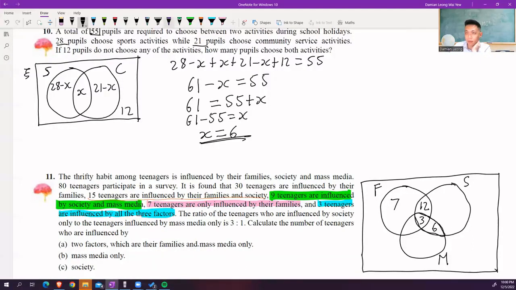Then this one. 30 teenagers influenced by their families. The whole set F is 30. 12 here, 7 here, 3 here. So 30 minus 7 minus 12 minus 3 is 8. So here is 8.